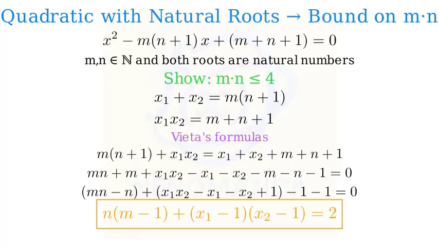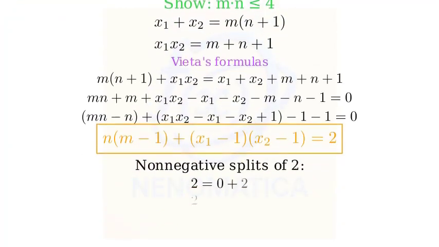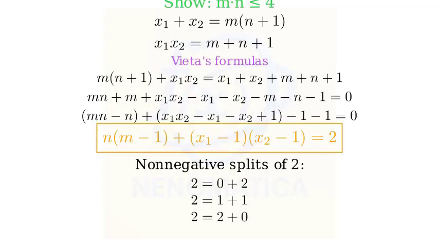This step is the heart of the proof. Because m, n, x1 and x2 are natural numbers, the two terms n times (m minus 1), and (x1 minus 1) times (x2 minus 1) are non-negative integers that add up to 2. There are only 3 possibilities for splitting 2 into a sum of 2 non-negative integers.